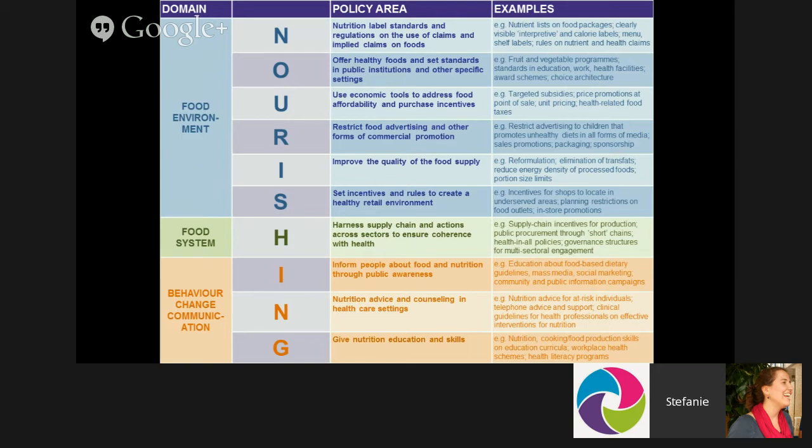developed for policymakers. So it contains a whole set of policy areas, mainly the same ones as in FORMAS, like labeling, food reformulation, food in public sector settings. And then when you click on some of these, you can actually see some best practice exemplars from around the world, countries having implemented certain policies in that area.